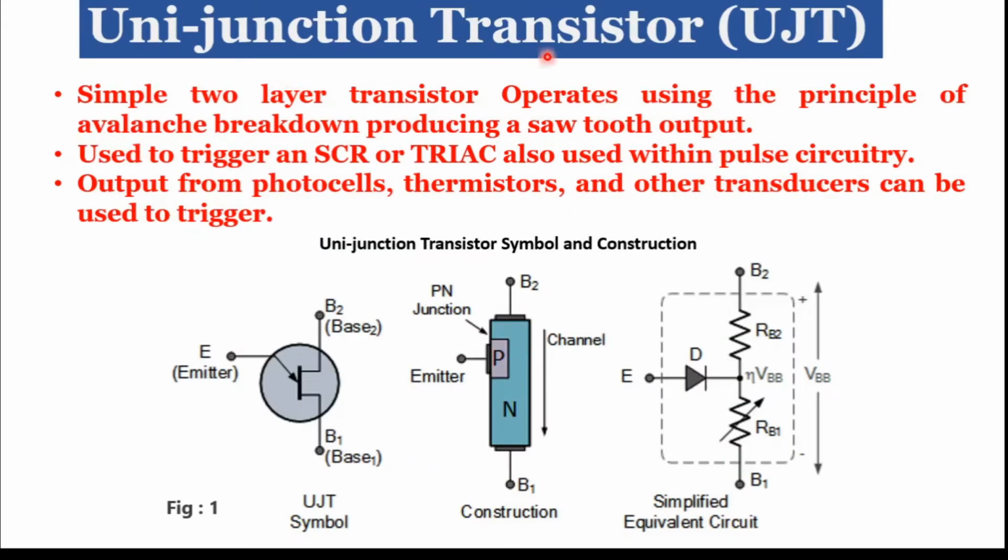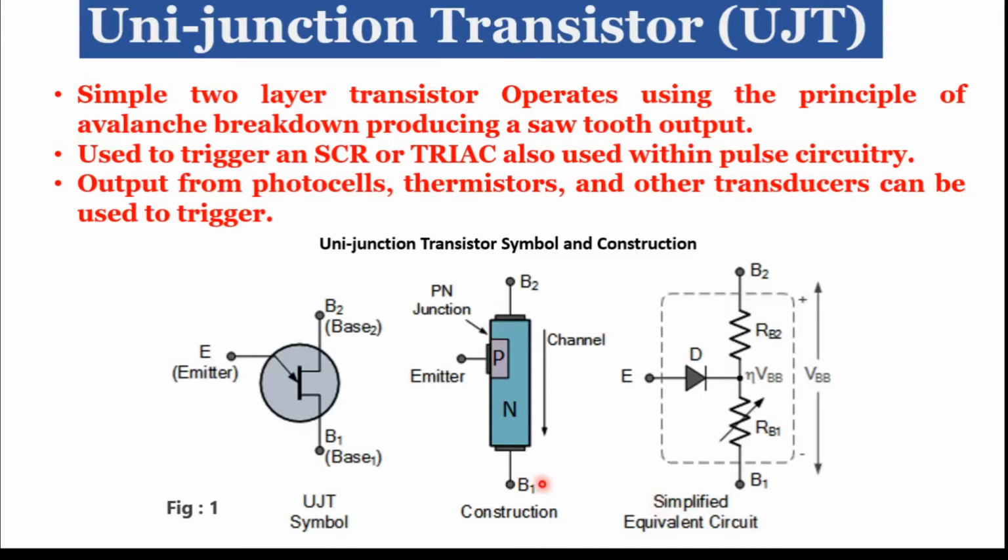UJT is abbreviated form of uni-junction transistor. It is a three-terminal solid-state device in which there is only one PN junction. Therefore, it is called uni-junction transistor. The construction, symbol and simplified equivalent circuit is shown here.